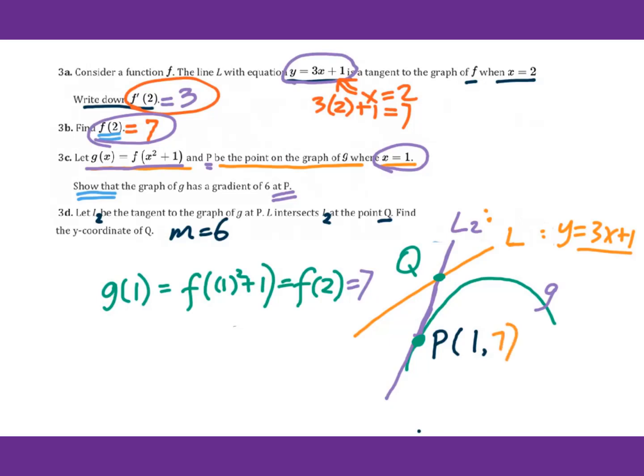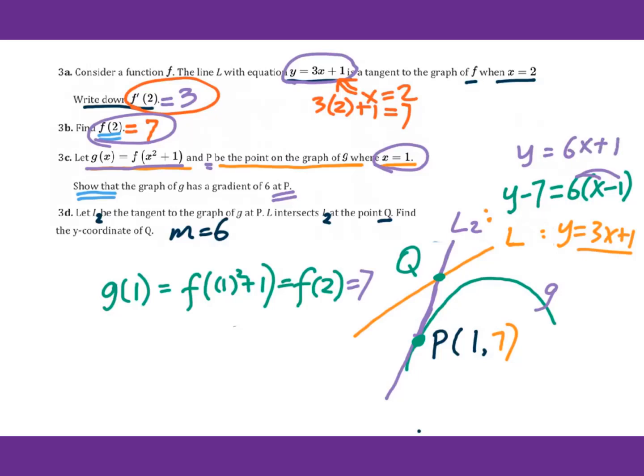You can use point-slope form to get the linear function of the tangent line for this L2. y minus 7 equals, slope is 6, x minus 1. Then I use the distributive property and organize. You will get y equals 6x plus 1.